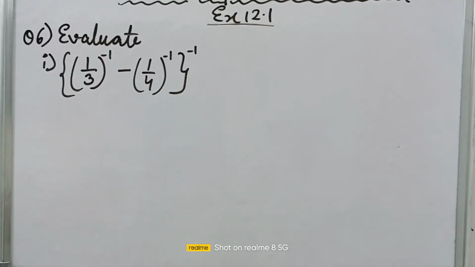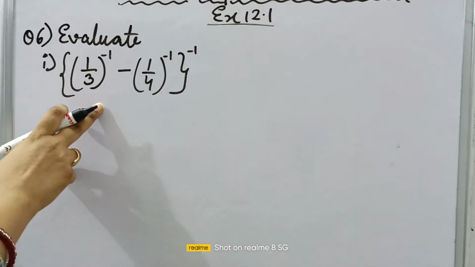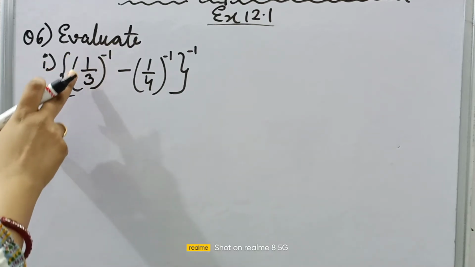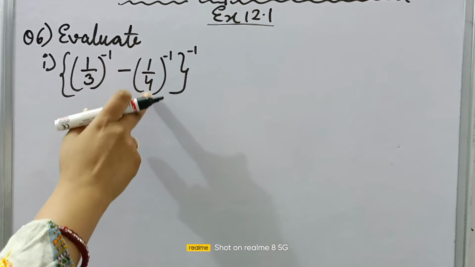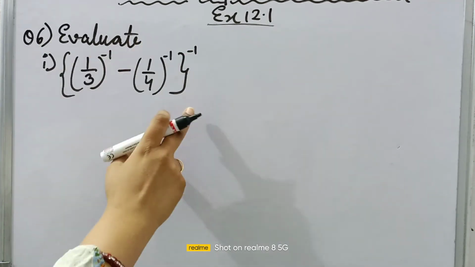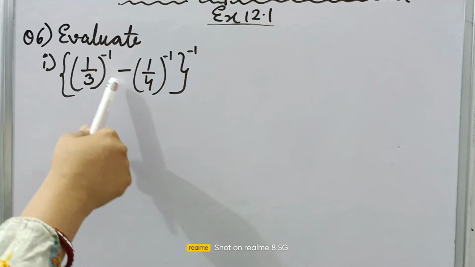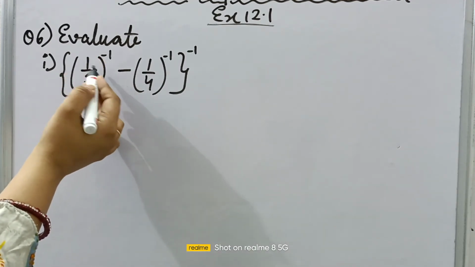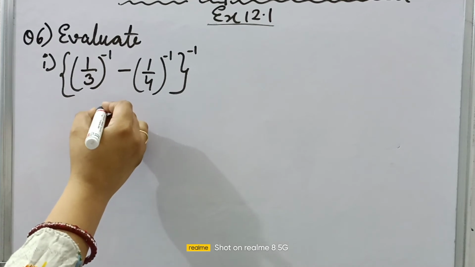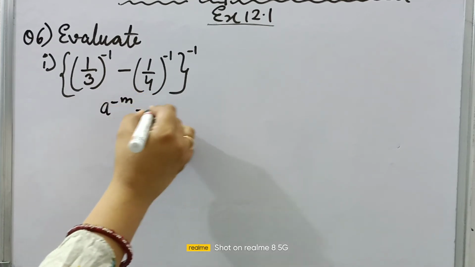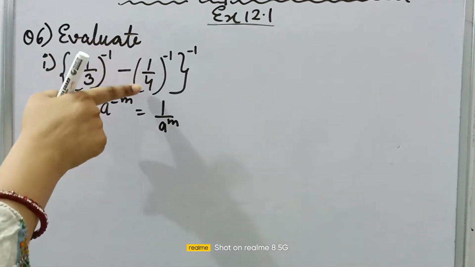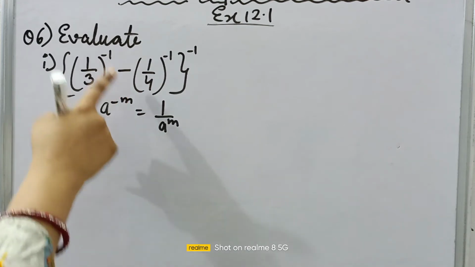Now let's see question number 6. It is again asking you to evaluate. First part I am solving for you and second part you will try yourself. Okay. So first is 1 upon 3 raised to the power minus 1 minus 1 upon 4 raised to the power minus 1, and whole raised to the power minus 1. Now we can see there is an operation of subtraction, that means no law will follow for these two terms. But the only law which can be followed for either of the terms is a raised to the power minus n equal to 1 upon a raised to the power n, because exponents of 1 upon 3 and 1 upon 4 both are negative integers. So we have to make them positive first.